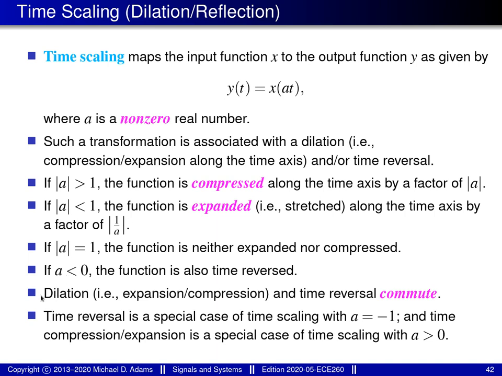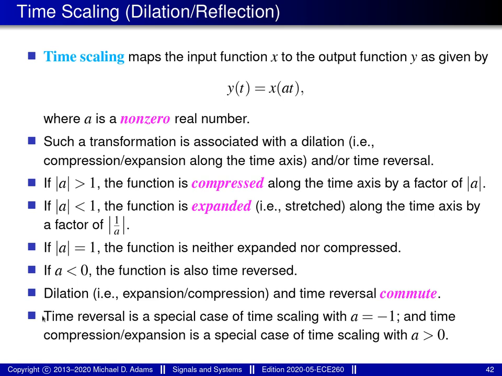A few additional comments with respect to dilation and time reversal operations. An important thing to know about these two types of transformations is that dilation and time reversal operations commute. In other words, their order can be interchanged and it doesn't change the overall effect of the transformation that's being performed. This is important because some types of time transformations do not commute. The order matters. You can't interchange them without changing the overall effect of the transformations that are being applied.